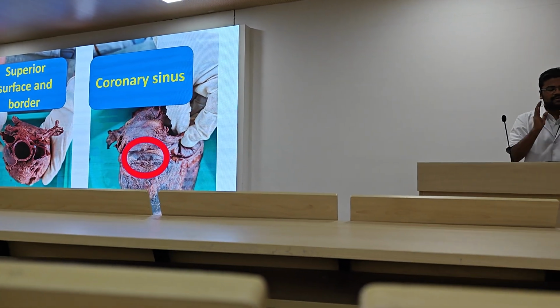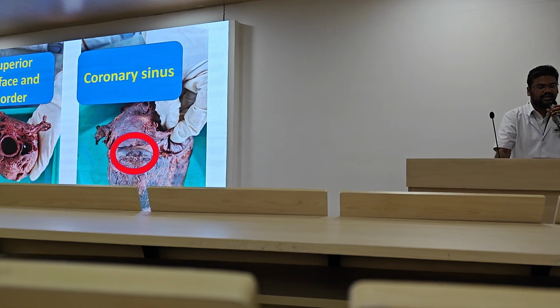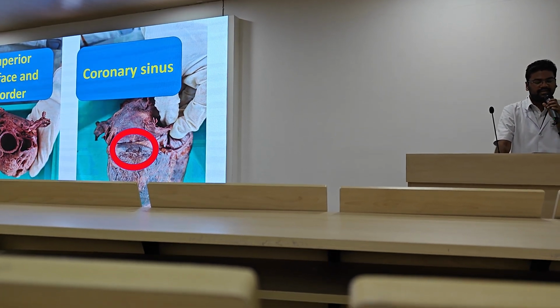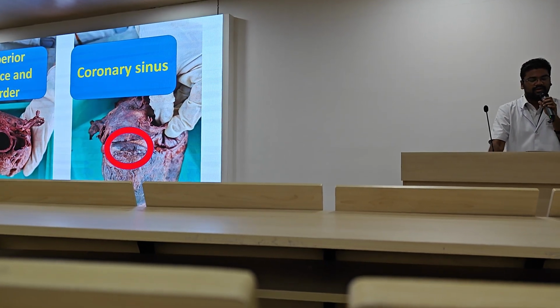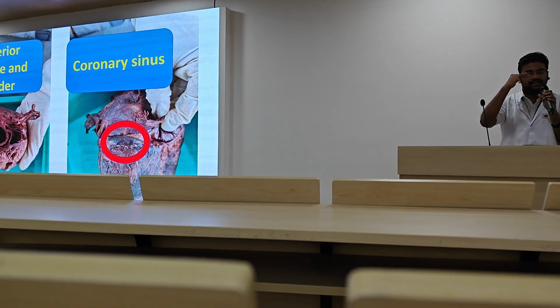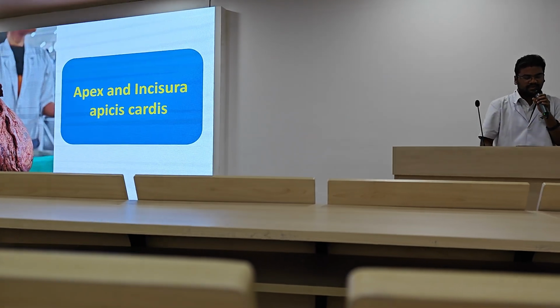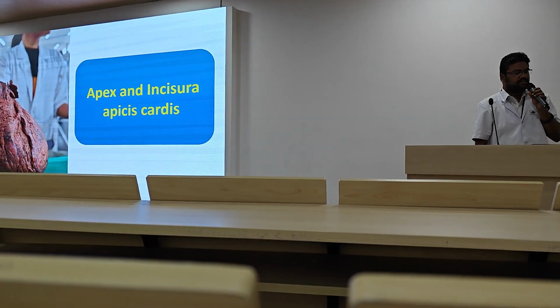For completion's sake, let's look at the superior surface of the heart and superior border. All the great vessels exit out of the superior surface. They look like this. And finally, the coronary sinus, which is clearly shown here, the meeting point of all the major veins of the heart. Last but not the least, the apex of the heart and the incisura apicis cordis.